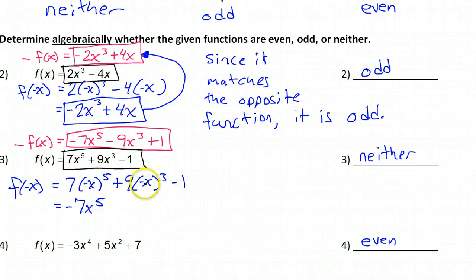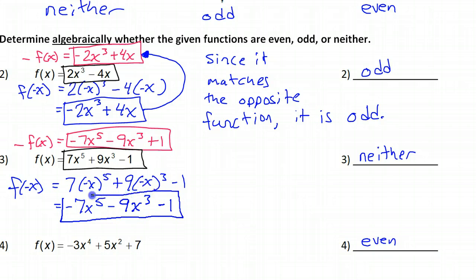Again, odd power, the negative stays. Positive times a negative is a negative. So negative 9x to the third power. And then just bring down your minus 1. Okay, so our result from doing f of negative x is this. Does it match the opposite function?